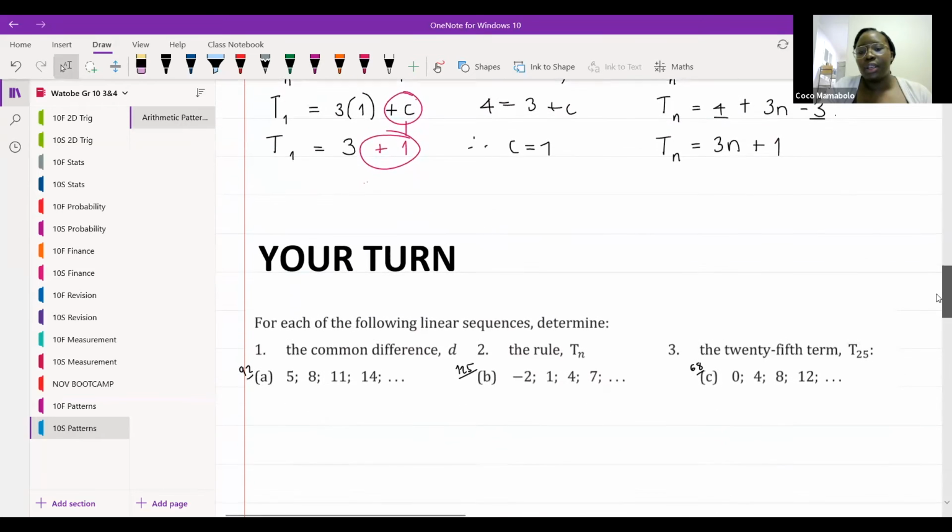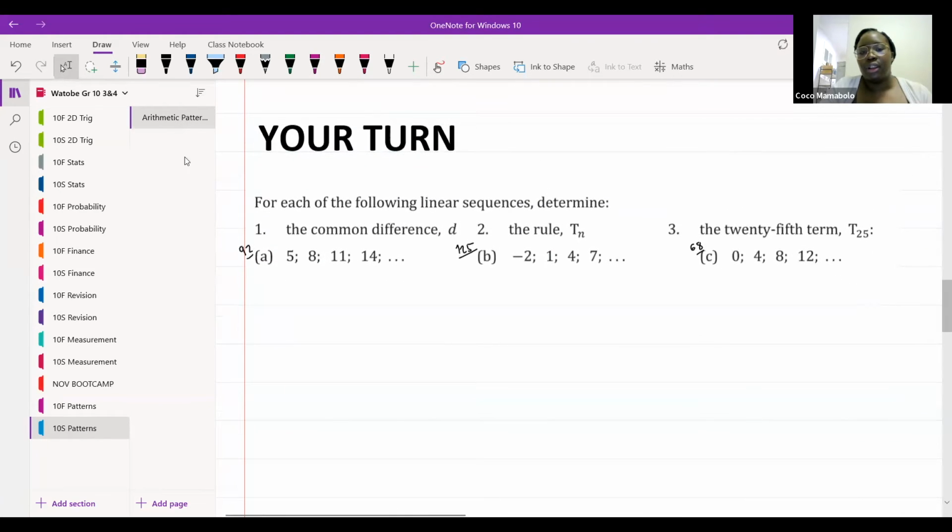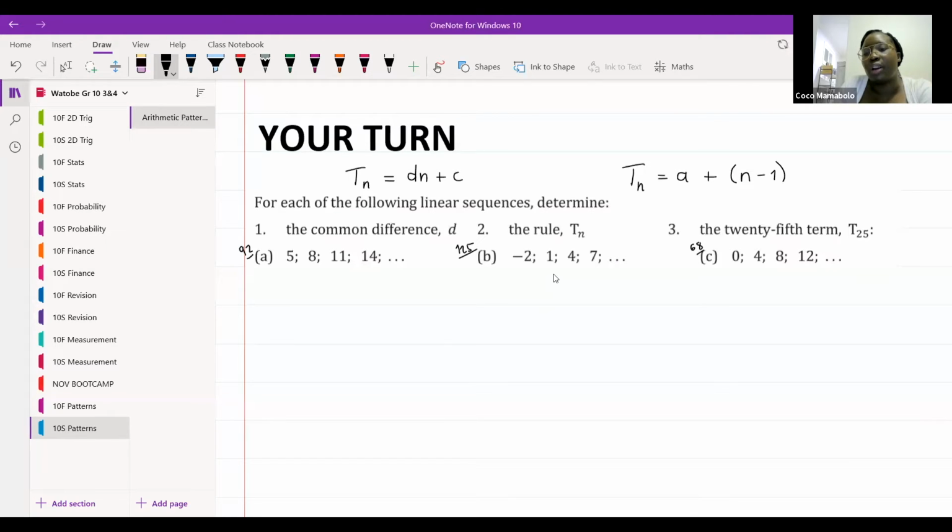Okay, let's get into some examples. Here are your first 3 examples. Take it away. Remember, you can choose any method. Whichever one works for you, go ahead and do it. I'm going to give you guys the formula. Here's the first one. Tn is equal to Dn plus C or Bn plus C, depending on which one you want to use, B or D. And then T1 is equal to A plus, open brackets, n minus 1, close brackets, D. Now, I want you guys to note here that in this question, they want you to find the common difference. They want you to find the general rule. The general rule is the one that says Tn is equal to 2n plus 1, something like that. And then for the last one, they want you to find the 25th term, so T25.